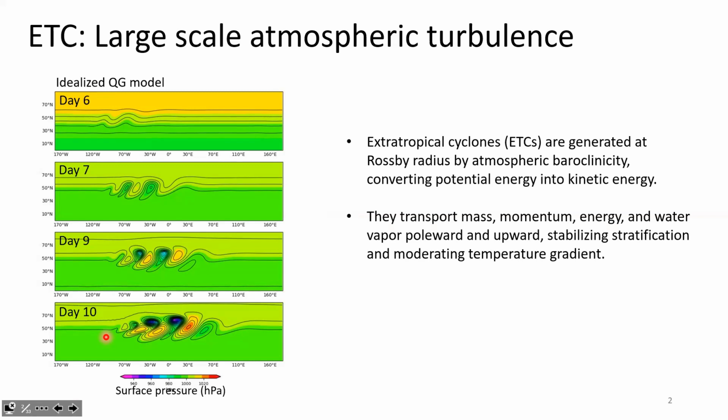An extratropical cyclone is a large-scale atmospheric turbulence, enhancing mixing. The left figure is a baroclinic life cycle experiment using an idealized QG model. The initial temperature gradient is eliminated through converting potential energy into kinetic energy, and this kinetic energy intensifies the wave, and this wave becomes a closed system like a cyclone and anticyclone. In the real world, these cyclones can transport mass, momentum, energy, and especially water vapor poleward and upward, and they stabilize stratification and moderate temperature gradients.